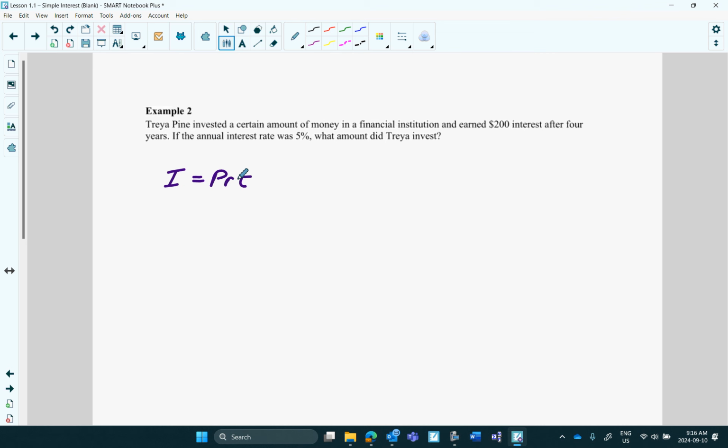Okay, this one, Freya. This time we don't know how much money she's investing, but she wants to earn $200 after 4 years at an interest rate of 5%. So how much did she invest? So the interest is 200. The principal is unknown, the rate of interest is 0.05, and the time would be 4.